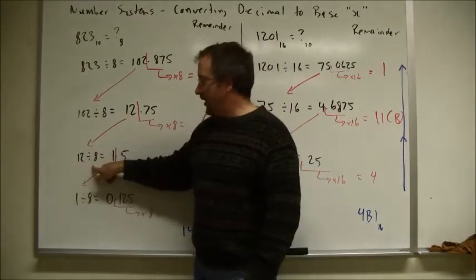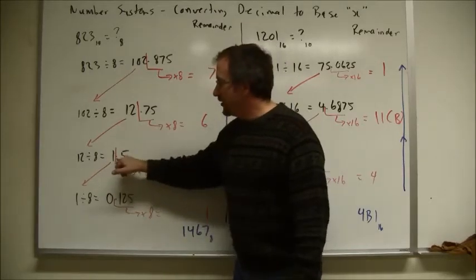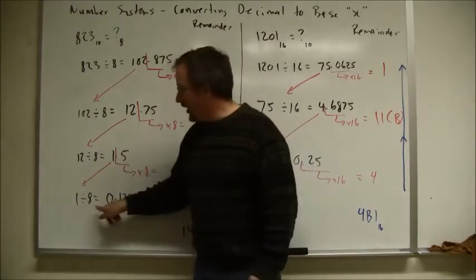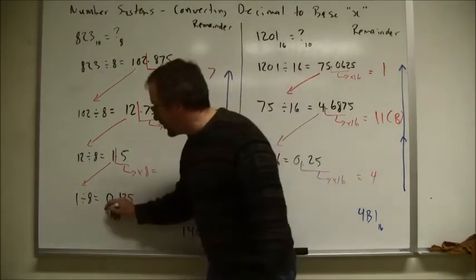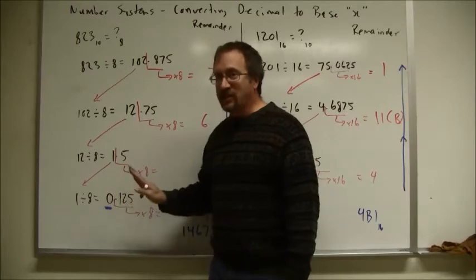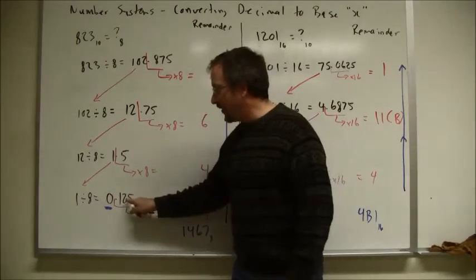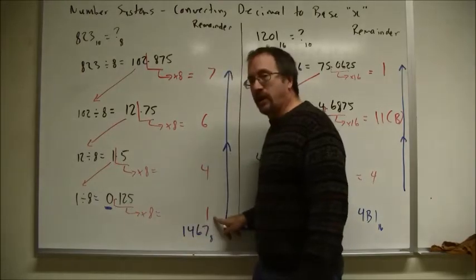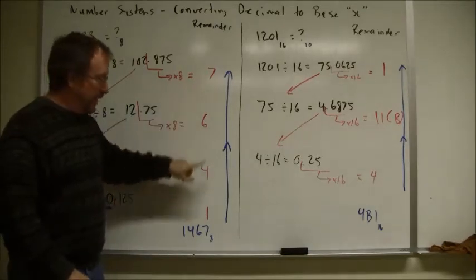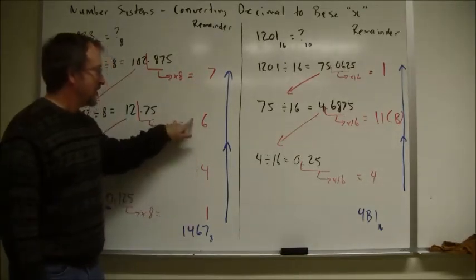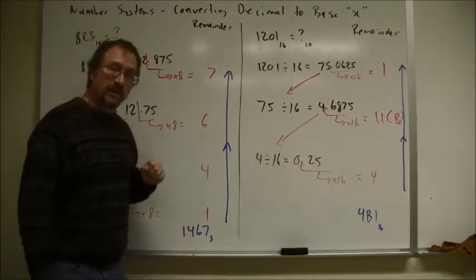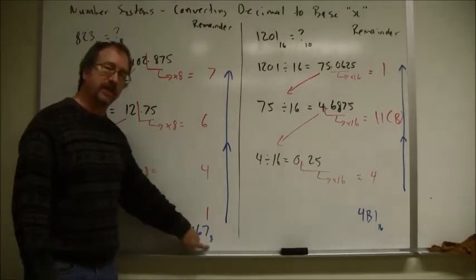Repeat. 12 divided by 8 is 1.5. So decimal 5 times 8 gives me 4, and bring the 1 down here. 1 divided by 8 is 0.125. Once I get a 0 as my result, a 0 in front of the decimal, I know I've reached the end. That's my last step. So I take the 0.125, multiplied by 8, that gives me 1. Now to get the answer, you look at all the remainders, and in reverse order, 1, 4, 6, 7, base 8 is my answer. So 823 base 10 equals 1, 4, 6, 7, base 8.